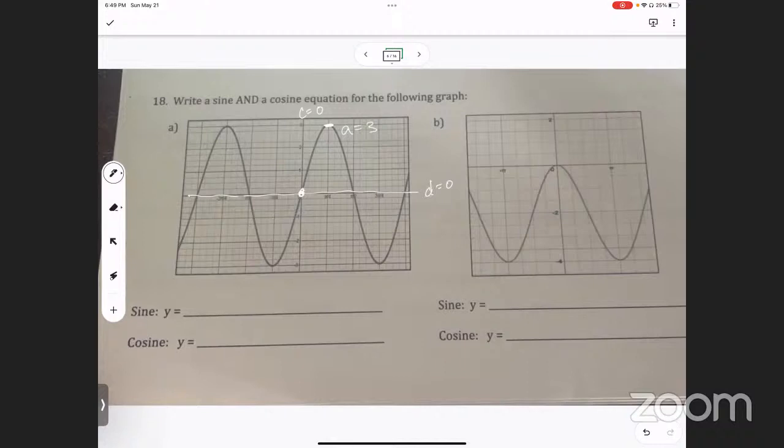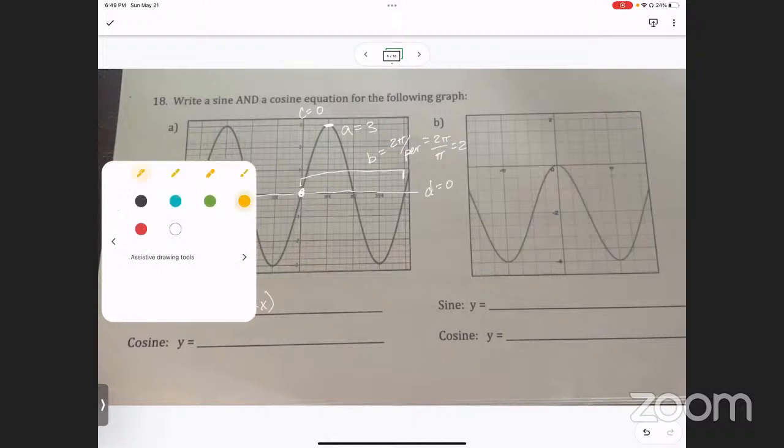And then we just need to know what the period is. Your B is related to your period. B equals 2 pi divided by the period. You can see that your period is, what is that, pi? Yeah, I think so. So B equals 2. So my equation is y equals 3 sine 2x, just 3 sine 2x. That's it.